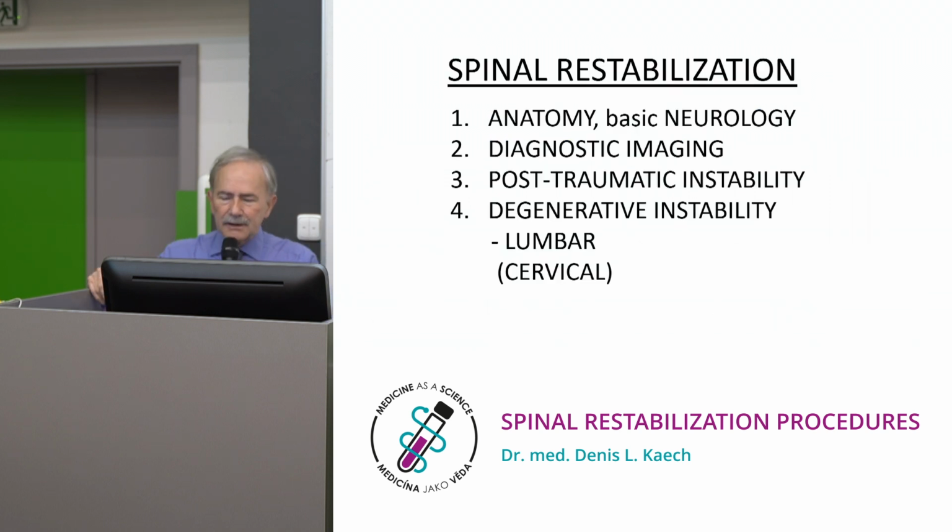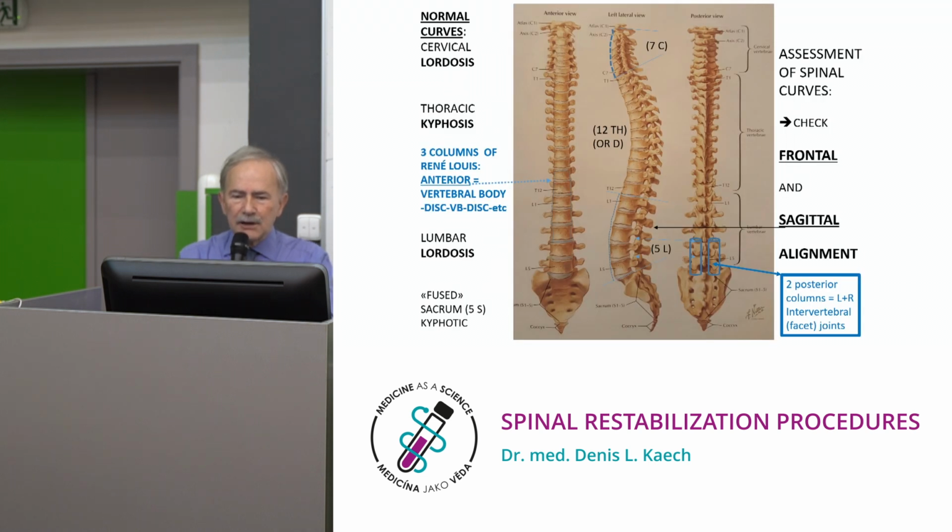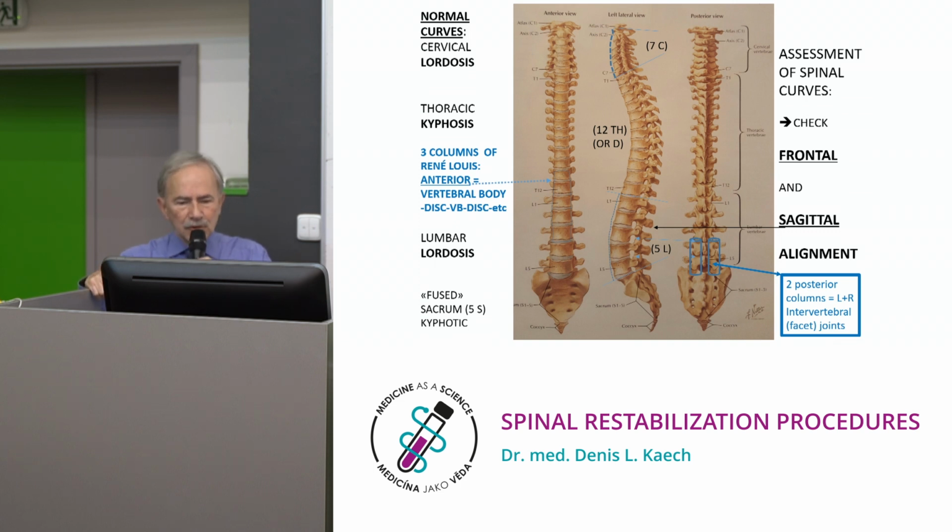So we'll talk about anatomy and basic neurology, then diagnostic imaging, and see post-traumatic cases, and then degenerative lumbar cases. You know the spine with cervical lordosis: 7 cervical vertebrae, 12 thoracic or dorsal vertebrae, 5 lumbar vertebrae, and the curves, the lordosis important, cervical and lumbar.